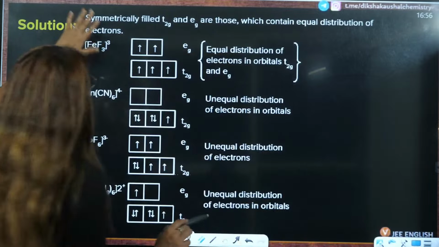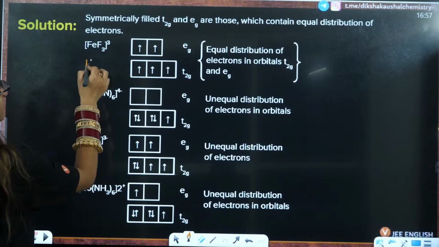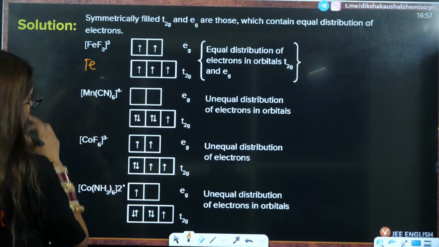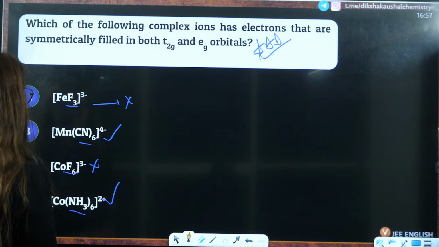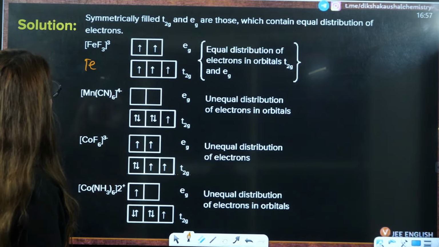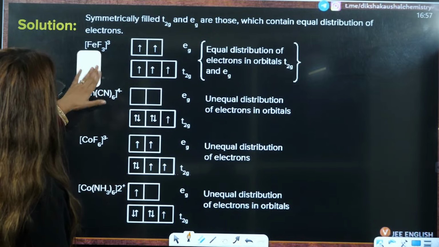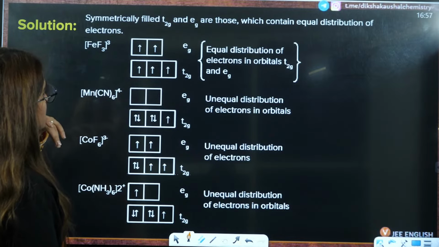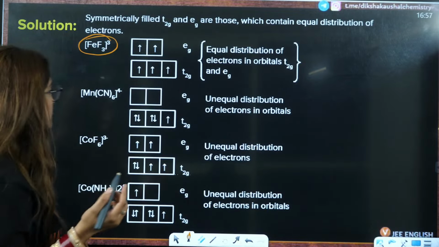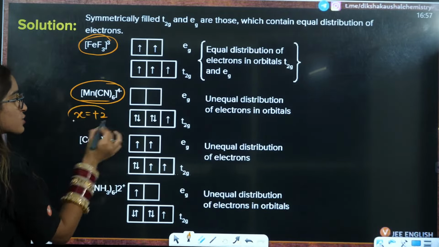Whenever you find the electronic configuration, this will have X equals to, iron will be in, wait a minute, no, it should be 6. I think it will be 6. I think there is some misprinting here. Otherwise it will go like 0 oxidation state. I think there is some typing mistake here in the number of F ligands. So I'll tell you firstly what you have to do. You have to calculate the oxidation state, that is +2.